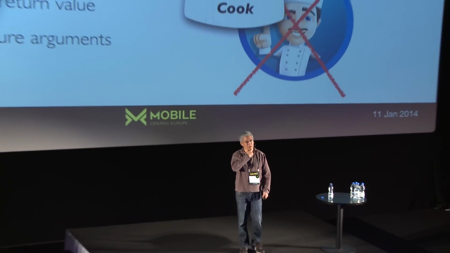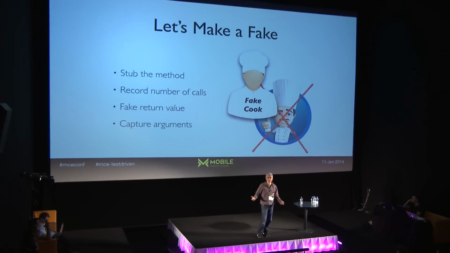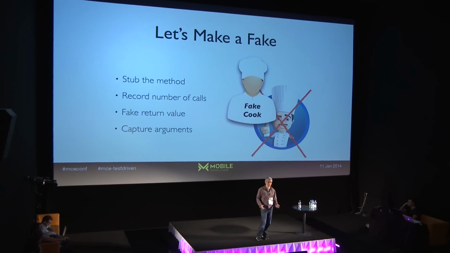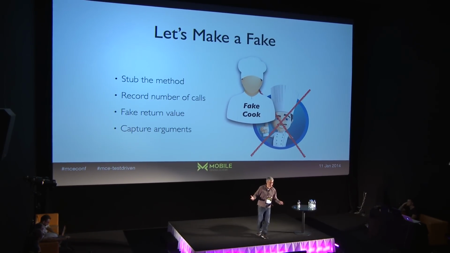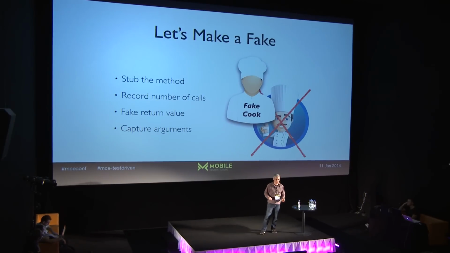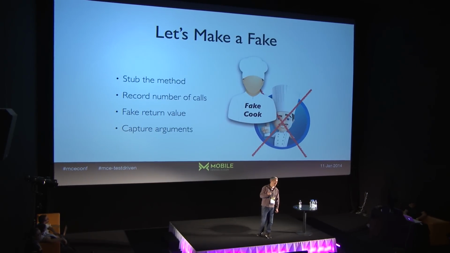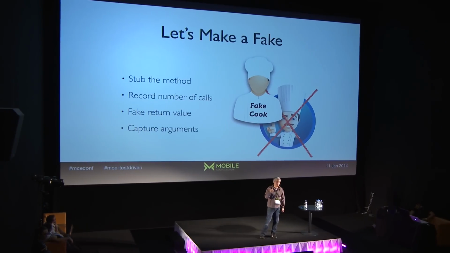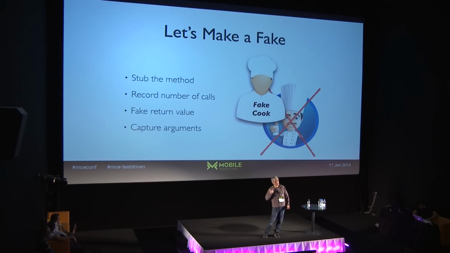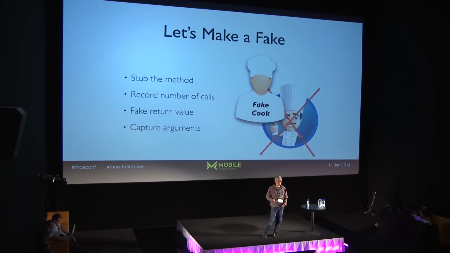So that's it. Kind of recap, here are the steps involved in making a fake. You want to stub the method. You want to record the number of calls to the method of interest. You want to fake any return value, and you want to capture its arguments.